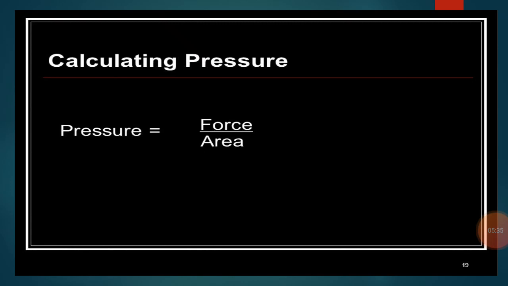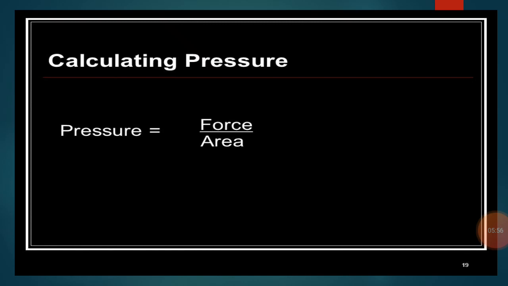So the bigger unit of pressure is the kilopascal. Kilopascal is a bigger unit of pressure, and the symbol for kilopascal is small k, capital P and small a. 1 kilopascal is equal to 1000 pascal.